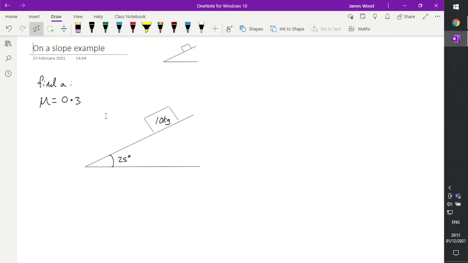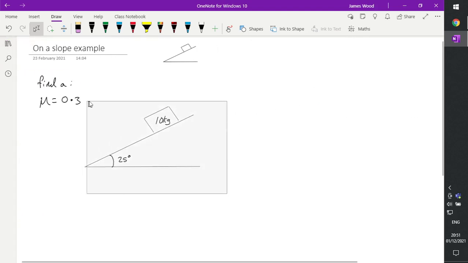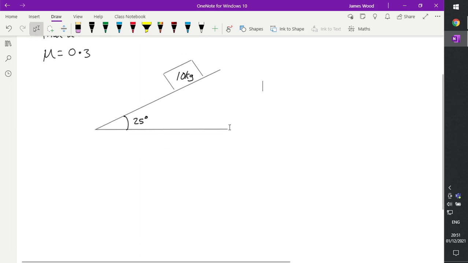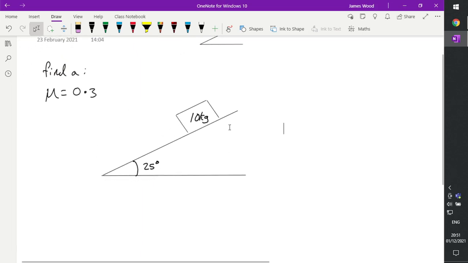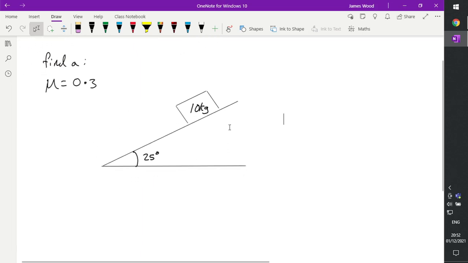Okay, so we can also combine this with what we did last lesson and combine it with some slopes or inclined planes. So here we've got a 10 kilo object on a slope, and the slope has got a coefficient of friction of 0.3. And we're going to find what is the acceleration. Presumably it's either going to stay where it is or slide down the slope, one of the two.